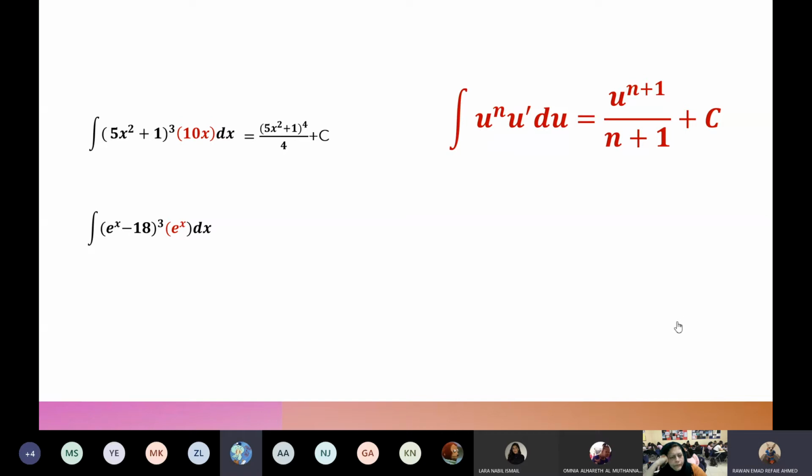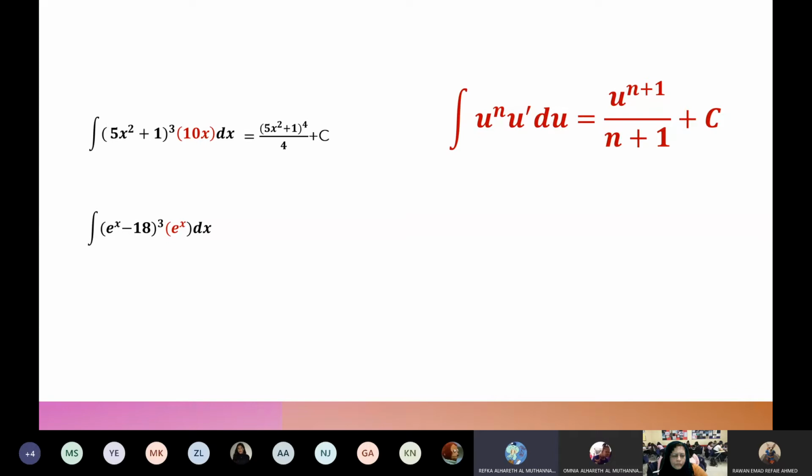Okay, so in the second equation, the integral of (ax − 18) to the power of 3 times a dx. We identify which one is the complex function, which is (ax − 18) to the power of 3. Then we identify if the derivative is present, and the derivative of the inner function is a, so it's present. So all we have to do is add 1 to the power and divide by the new power, which is going to be (ax − 18) to the power of 4 over 4 plus c.